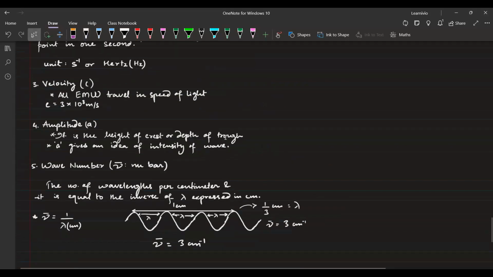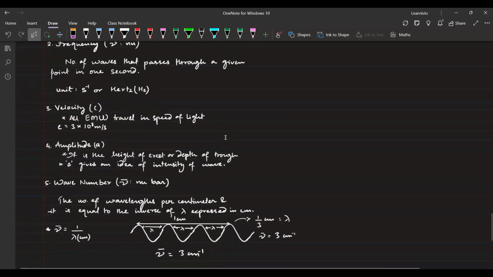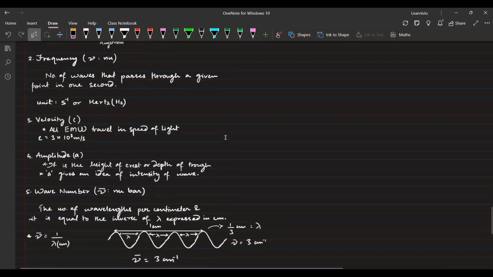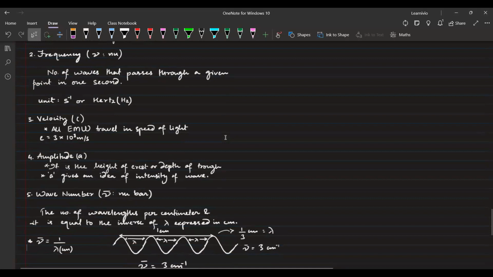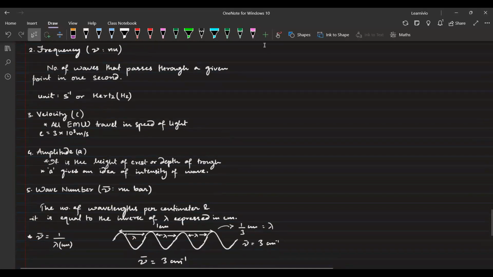Okay, now you can write. Do this: take a screenshot, and write everything later. Those who are done till wave number, please raise your hand.